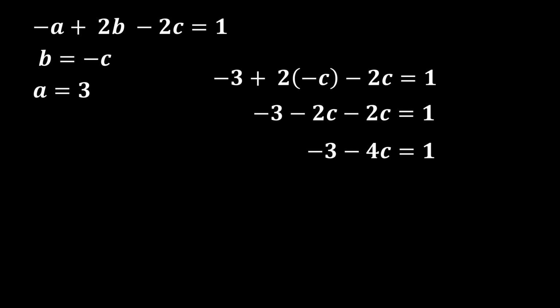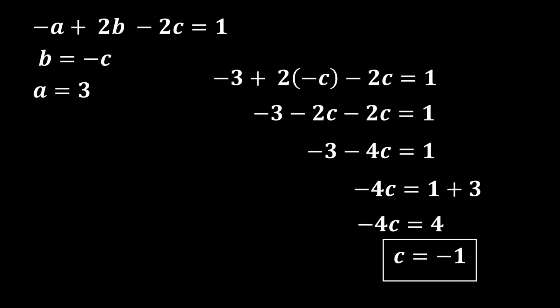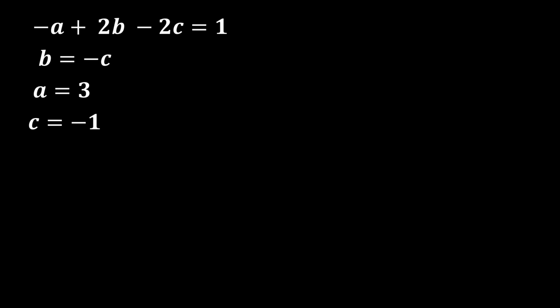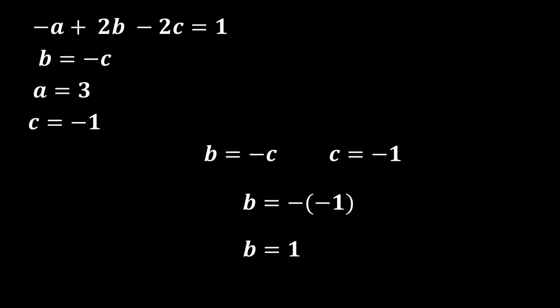I will transpose negative 3 to the right. And now I will be able to simplify further, and I found the value of c to be negative 1. So I have the value negative 1 for c and a to be 3. So therefore, b has a value of negative times negative 1, and that gives us b is equal to positive 1.